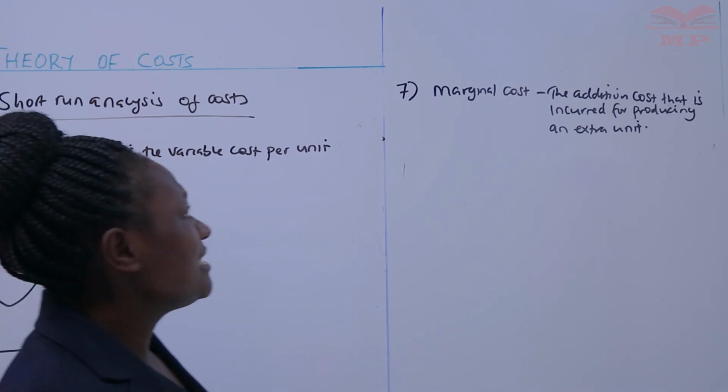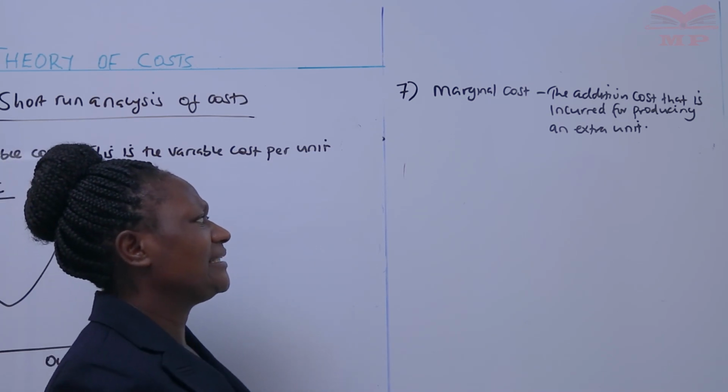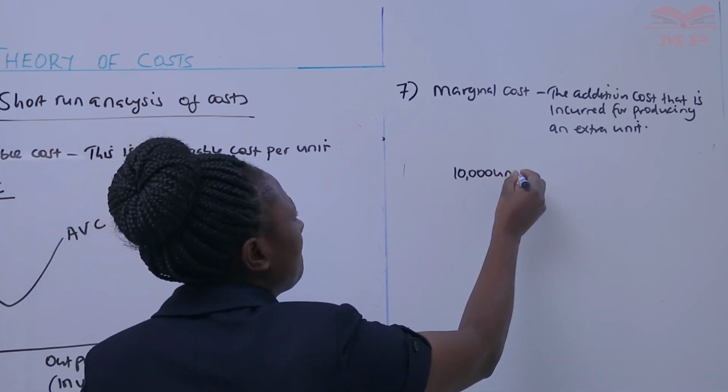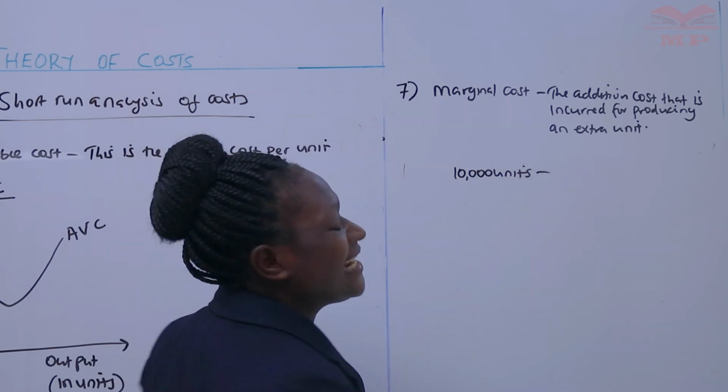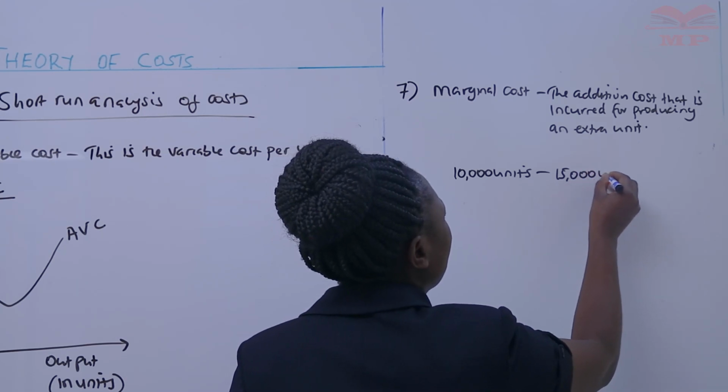So in simple words, what is a marginal cost? For example, you may have been producing, let's say, 10,000 units, and now you are increasing your production to 15,000 units.